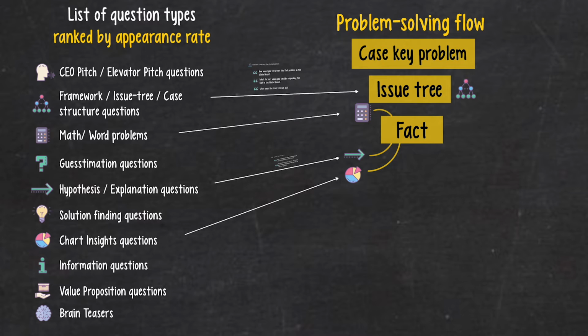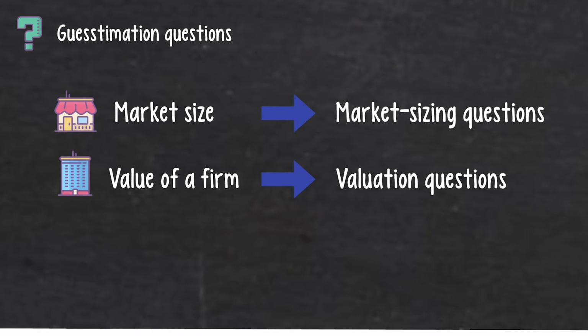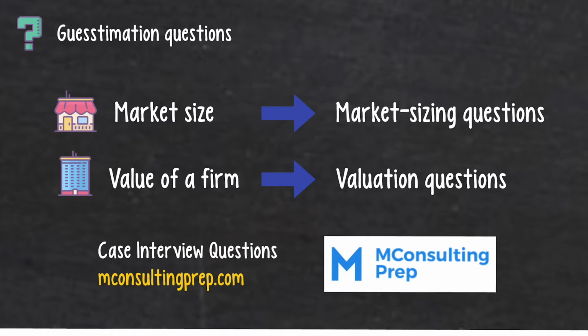Occasionally, when the data is not available, a typical consultant would estimate it. Guesstimation questions are all about that. When the estimation is about market size, it's called a market sizing question, and when it's about the value of a firm, it's a valuation question. The former variant uses essentially the same techniques, but the latter is a bit different, touching on basic finance. You can see the guides on the Case Interview Questions article on Consulting Prep's website for details. See the link in the description.